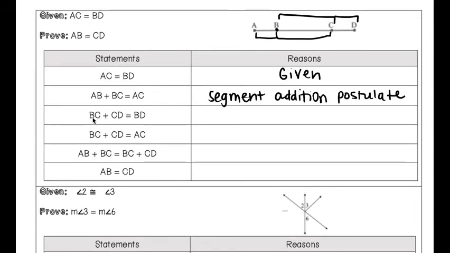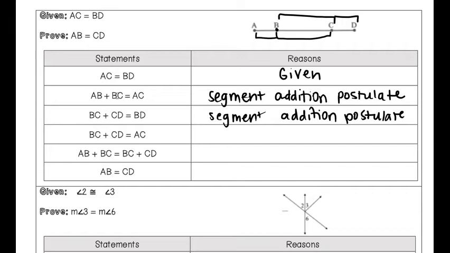In my next line, I'm saying that BC plus CD is equal to BD. Those are up here, and that will be because of my segment addition postulate again. And I'm allowed to repeat this reason 2 lines in a row because I was doing 2 different things here. I wasn't naming the same statement twice. I was naming 2 separate statements. They just happen to have the same reason because they come from the same rule there.